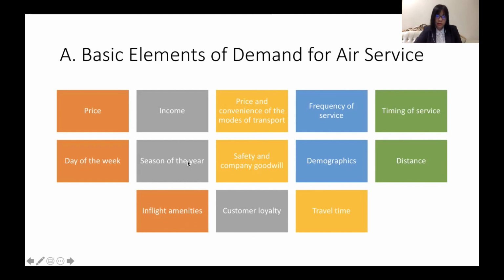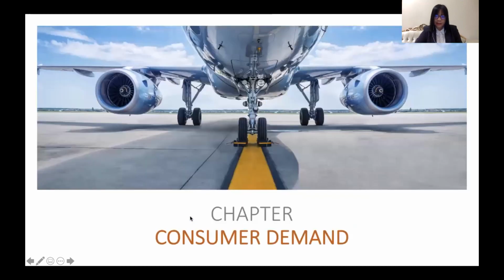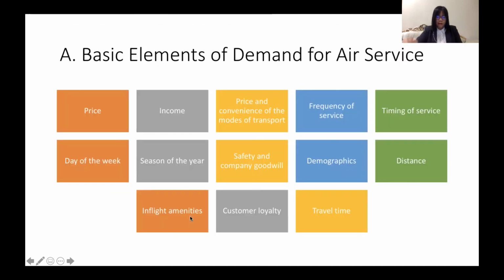The next factor is in-flight amenities. In-flight amenities means that consumers are somewhat influenced by how cramped the seats are, the quality of food, and the availability of in-flight service. On average, these factors are less important in the decision of whether or not to fly, but more important in the choice of air carrier.